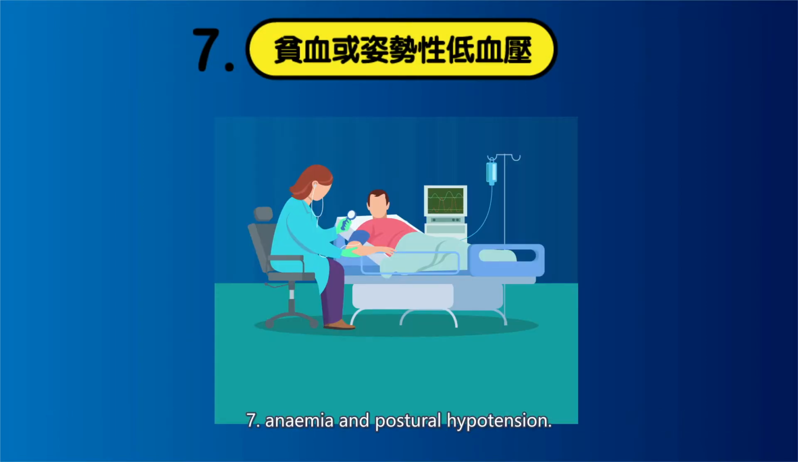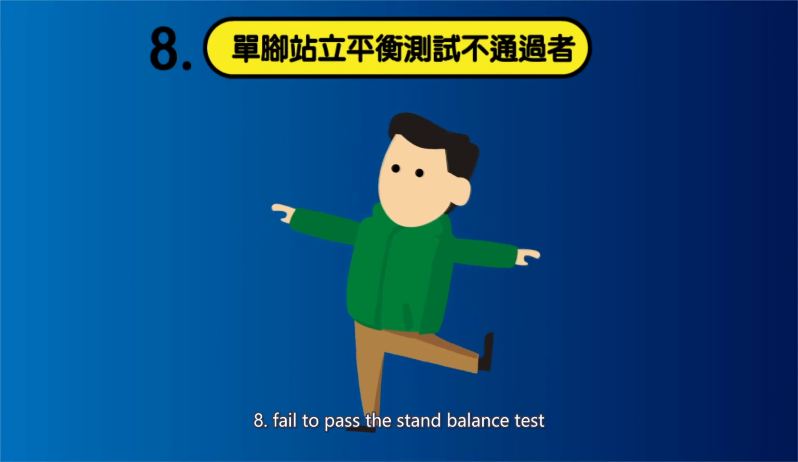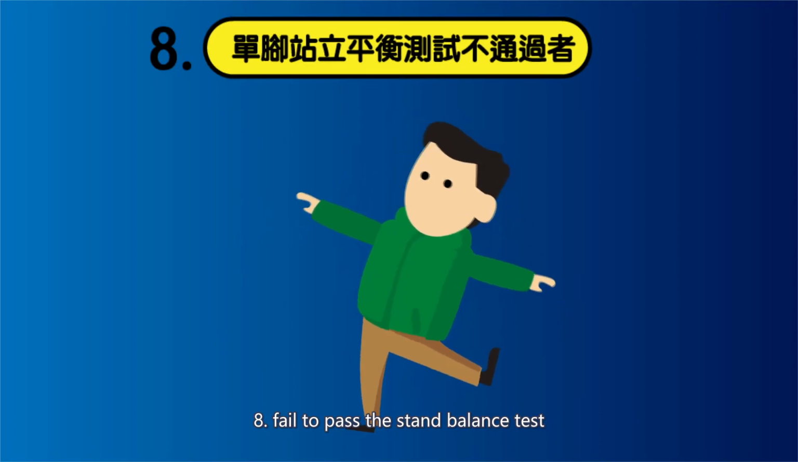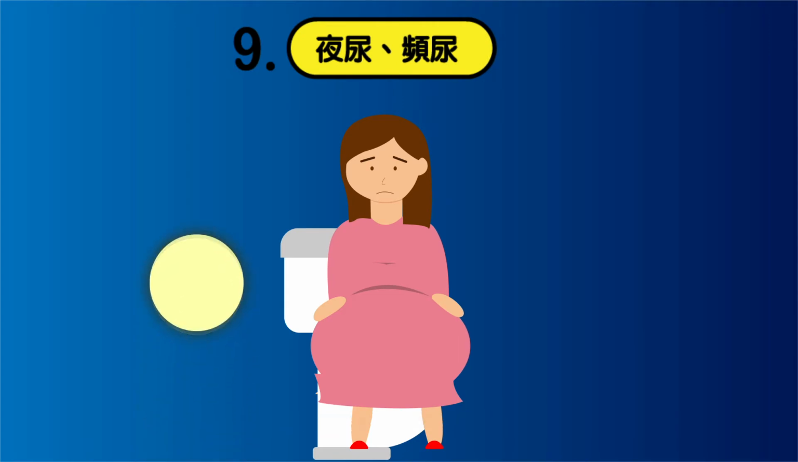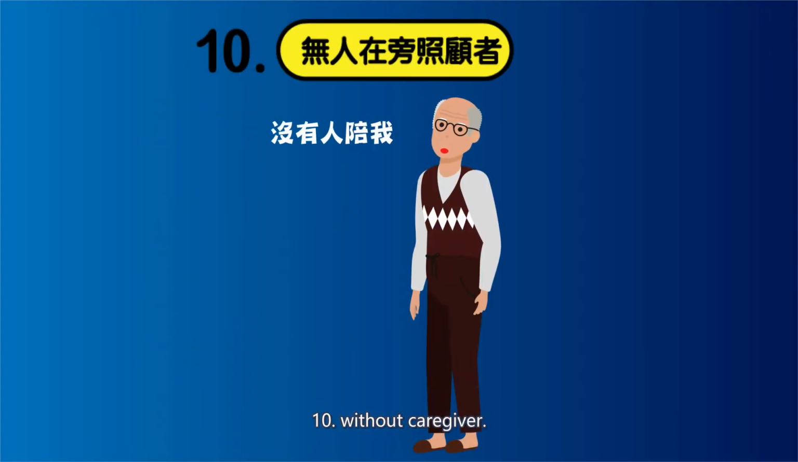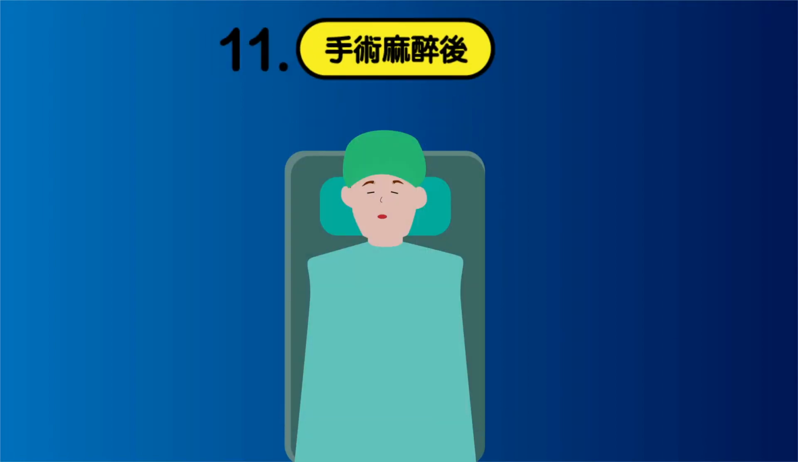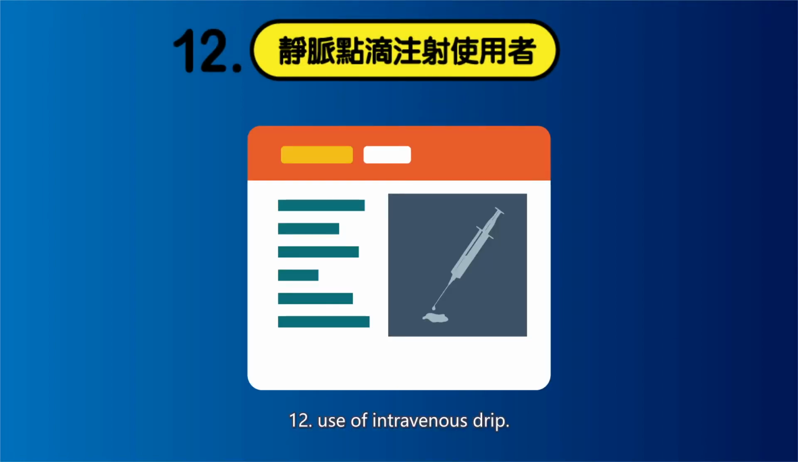7. Anemia and postural hypotension. 8. Fail to pass the stand balance test. 9. Frequent urination at night. 10. Without caregiver. 11. Post-operative anesthesia. 12. Use of intravenous drip.